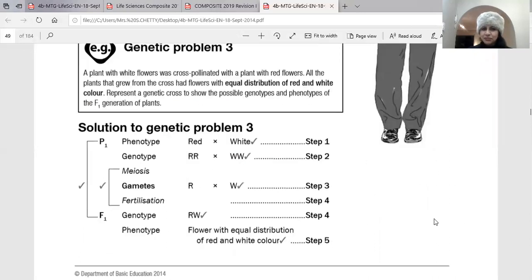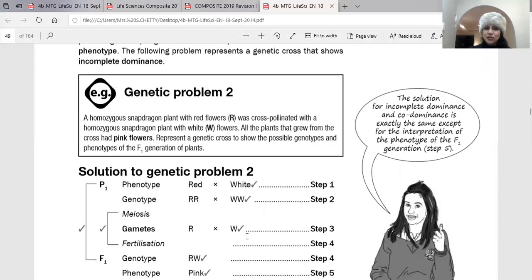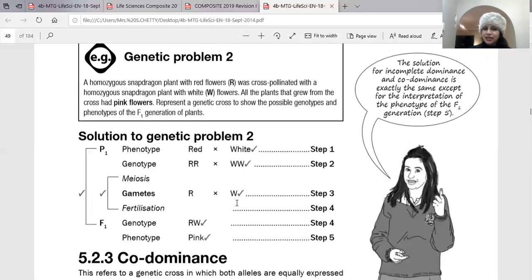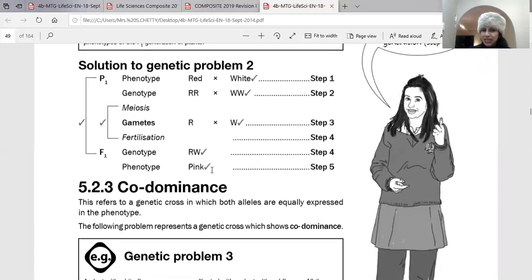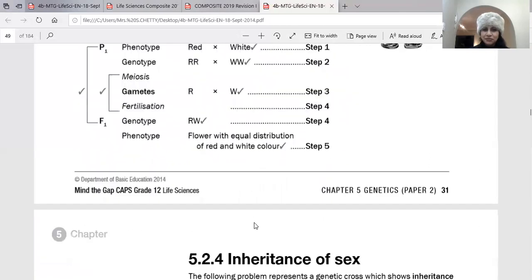Notice the cross. Looks familiar? Yes, identical to incomplete dominance. The only thing that changes, can you see pink here? Flower with equal distribution of red and white. Great. So when you are given questions on incomplete and codominance, sometimes they may not tell you it's incomplete dominance or codominance. You've got to work out, and you can work it out by looking at the offspring. Great, my children.